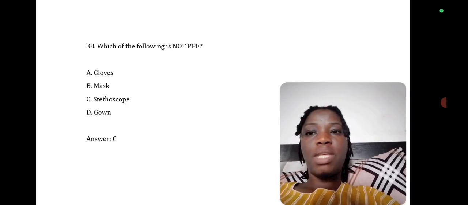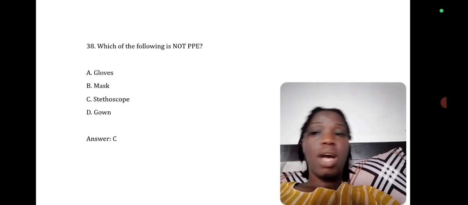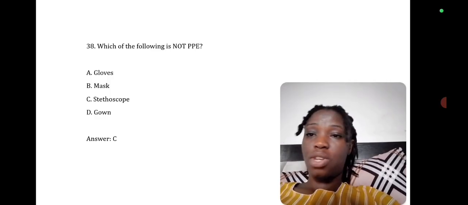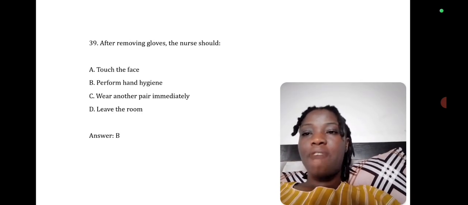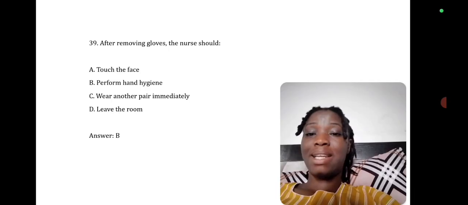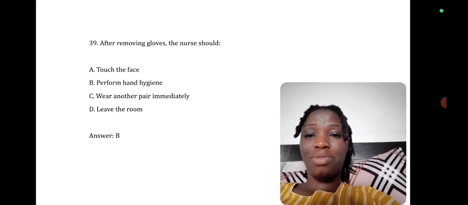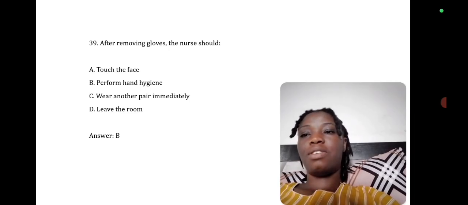38. Which of the following is not a PPE? Which of these is not PPE? Stethoscope. Stethoscope, equipment for taking blood pressure. It is not a personal protective equipment. 39. After removing gloves, the nurse should do what? You must perform hand hygiene. I said it from the beginning. After removing everything, you must do hand hygiene. Before and after contact of patient, you must do hand hygiene. Hand hygiene is very, very effective.